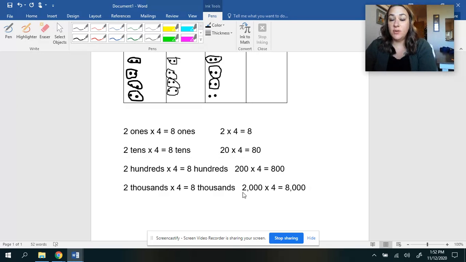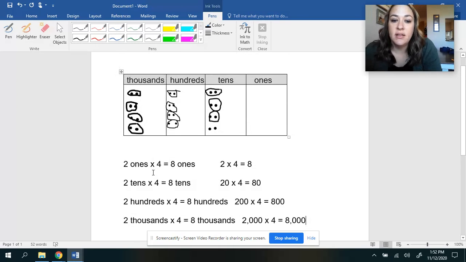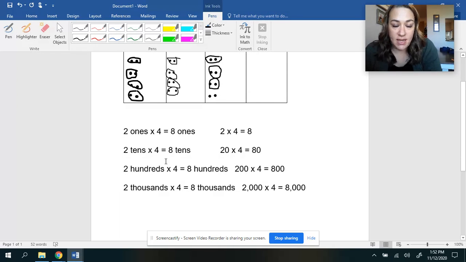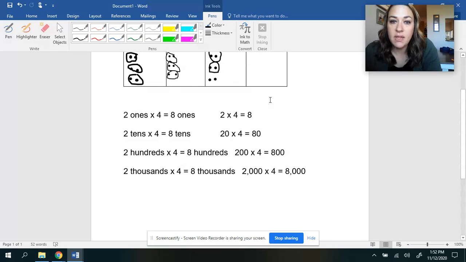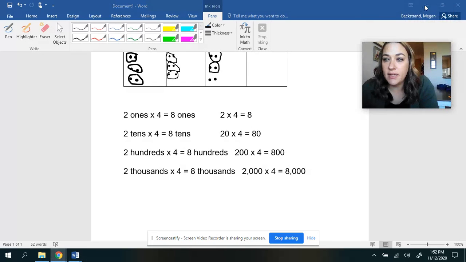Okay, so as we go up in our tens, so here's ones, tens, hundreds, thousands, that same pattern is in our products, our answers. So there's ones, tens, hundreds, thousands. Okay, so if we understand what we're multiplying by and think of our place value chart with our units, then that's going to help us multiply tens, hundreds, and thousands by single digits. Okay, so I'm going to minimize this.